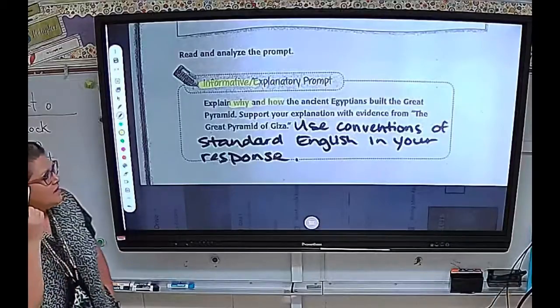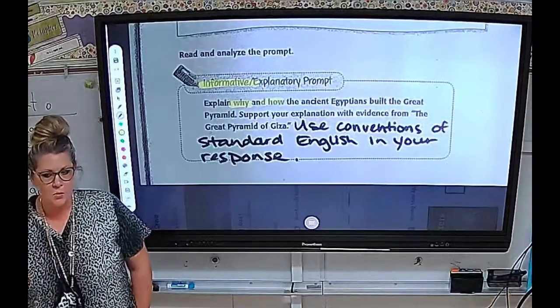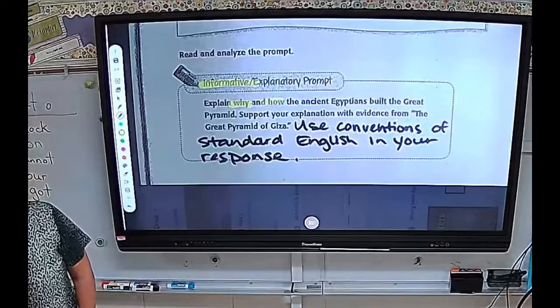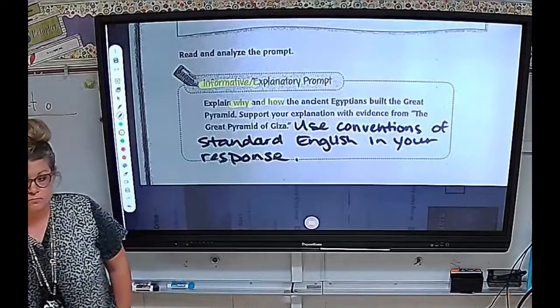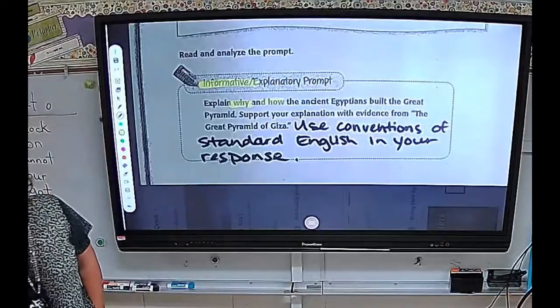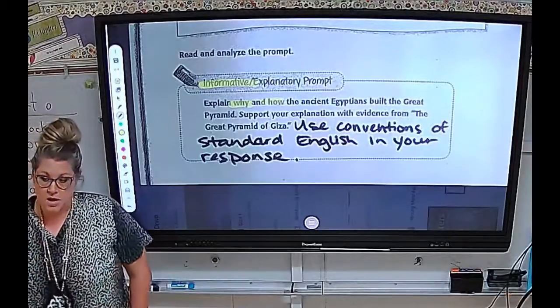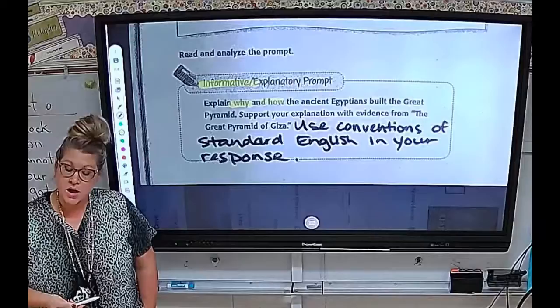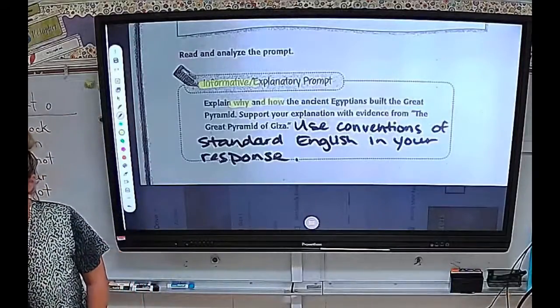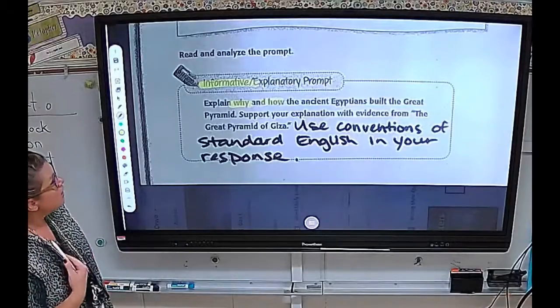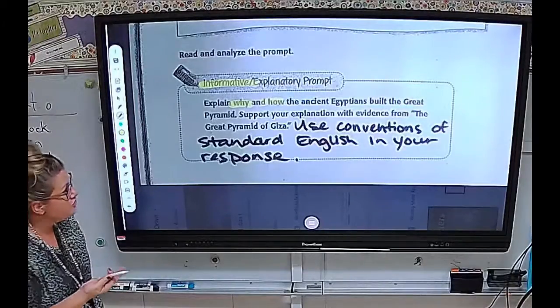So if I'm thinking about that, what might one paragraph be about? One of my body paragraphs could be about why they built the pyramid. The other body paragraph could be about how they built the Great Pyramid of Giza. Awesome, good job.